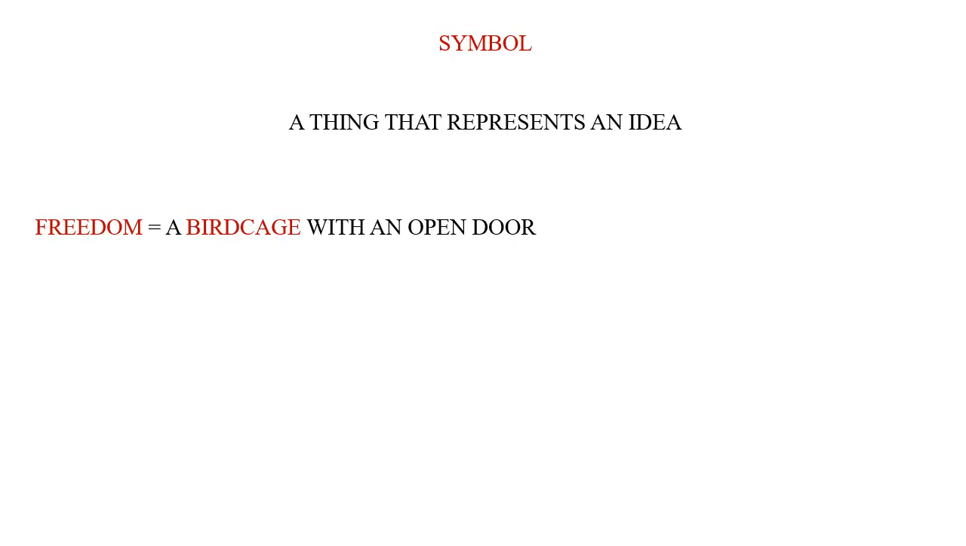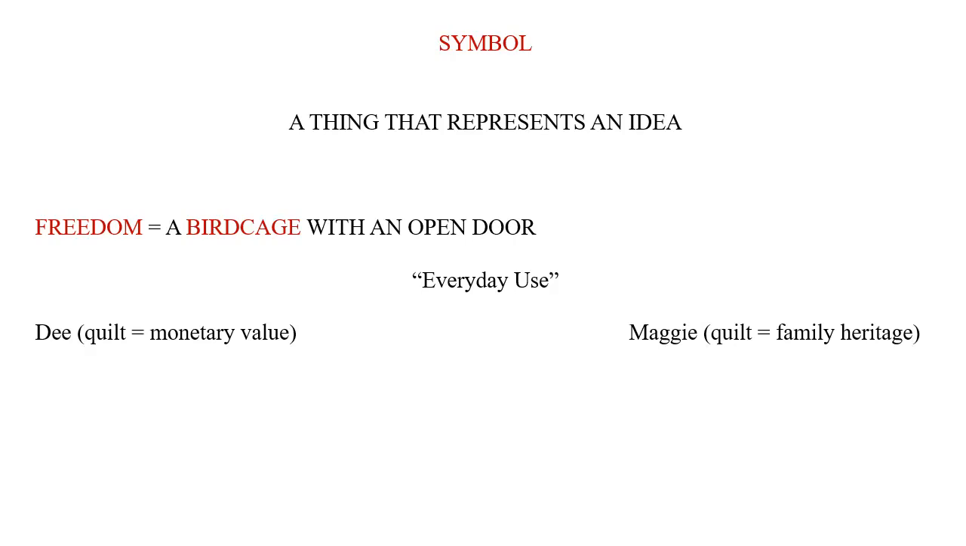Now, of course, symbols can stand for more than one thing. That represents part of their power. A symbol can mean one thing to one person and something else to another person. We can see this in the story Everyday Use, where the family quilts represent one thing to young Dee and quite a different thing to Maggie. The daughters clearly see the quilts as a symbol, but they see that symbol in different ways, and the conflict over how to read this symbol generates the conflict in the story.